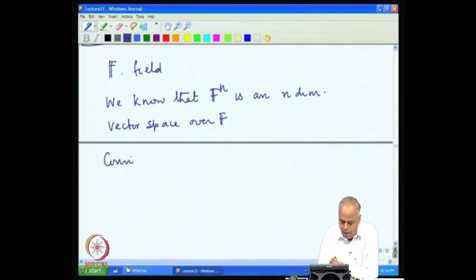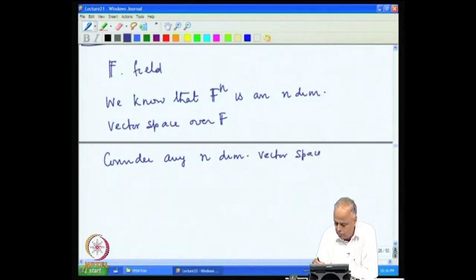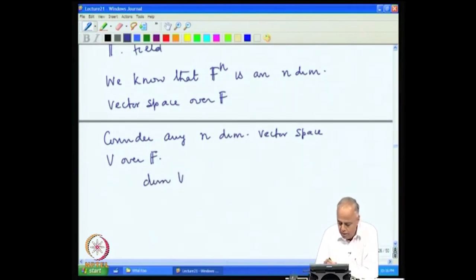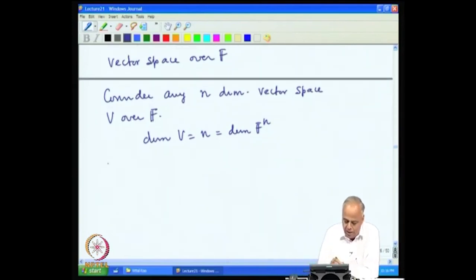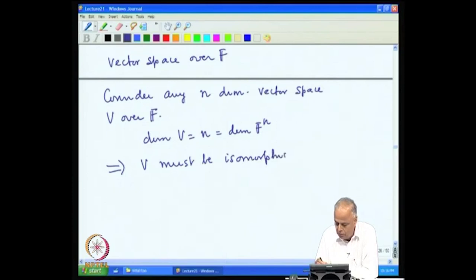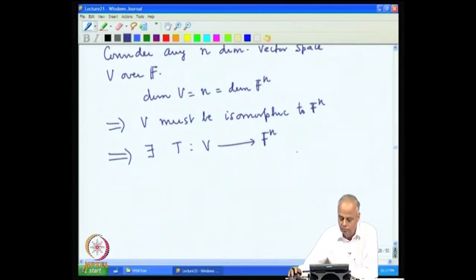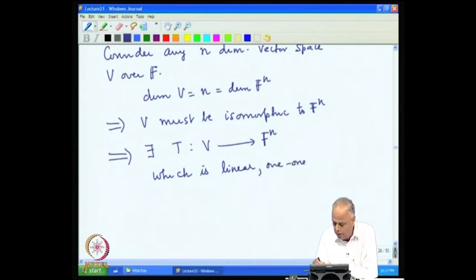Now, consider any n dimensional vector space V over F. Since dimension of V is equal to n, which is equal to dimension of F^n, we have seen that any two vector spaces of the same dimension are isomorphic. This implies V must be isomorphic to F^n. What does that mean? This implies there exists a transformation from V to F^n, which is linear, one one and onto.